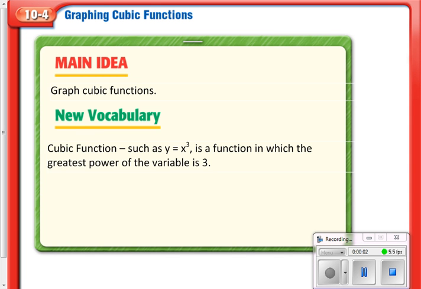10.4, graphing cubic functions. A cubic function is a little bit different than yesterday. We know that this here is linear because it has an exponent of 1. This here we talked about was quadratic, and it created a different graph. Here's linear, here's quadratic. Now we are going to have a cubic function. We're going to see what that cube does and how it affects and changes our graph.